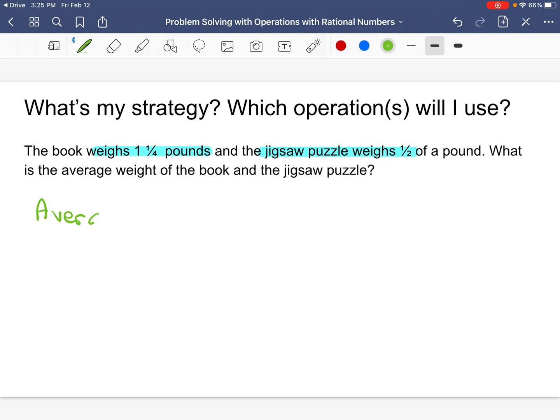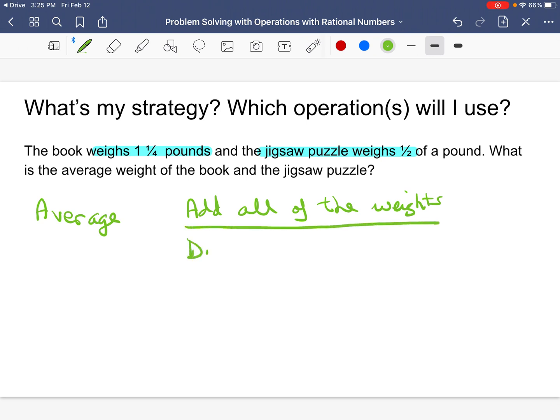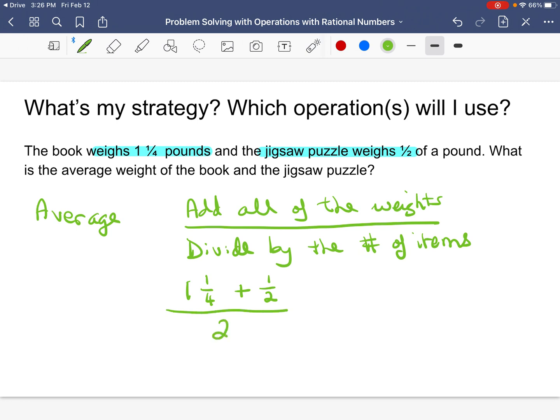Average means add all of the, in this case, weights, and then divide that by the number of items. And so I have 1 1/4 plus 1/2, all divided by 2.